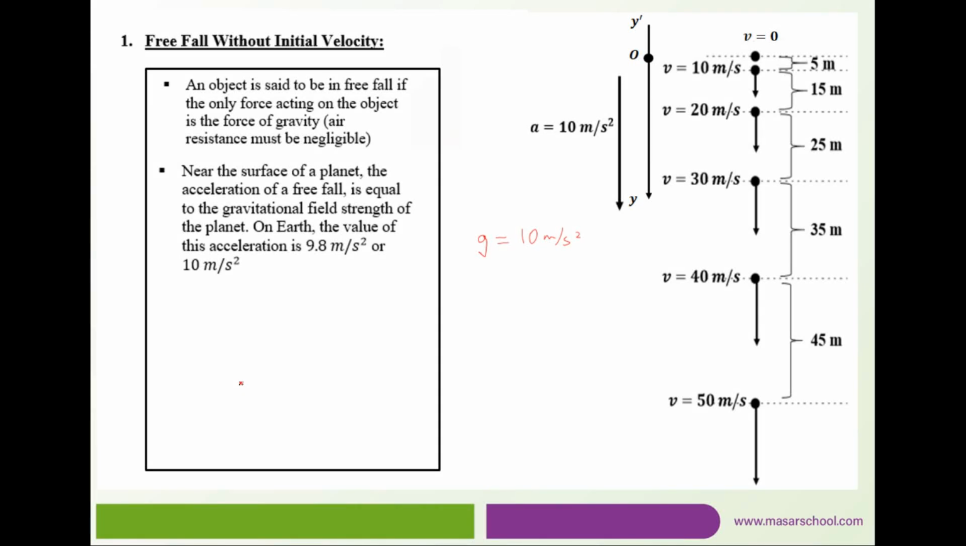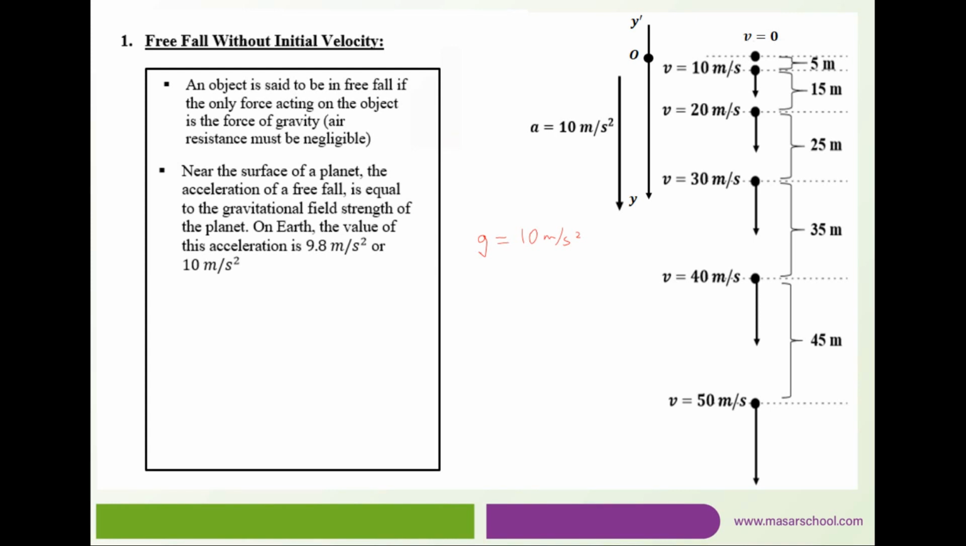So let me repeat and say again, an object is said to be in free fall if it's left to fall freely near the surface of a planet, and in this case air resistance must be negligible. Then the type of motion of this object is uniformly varied motion, and its acceleration is equal to g, which is 10 meters per second squared.